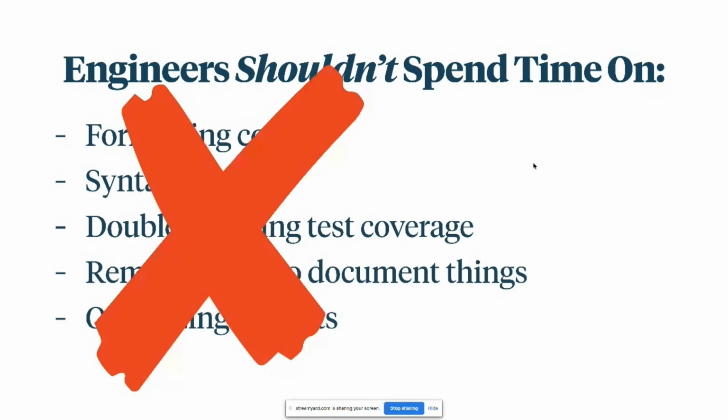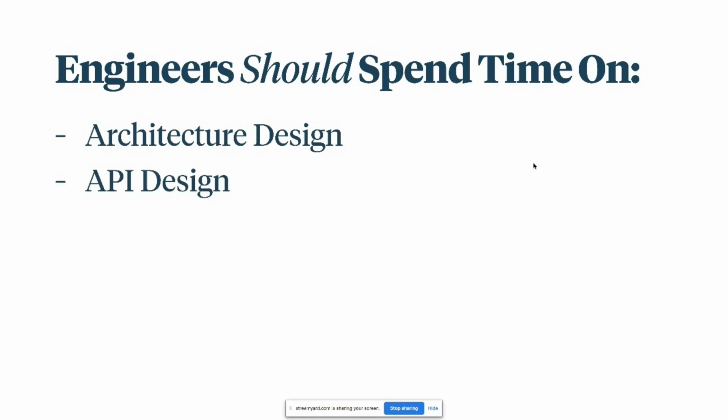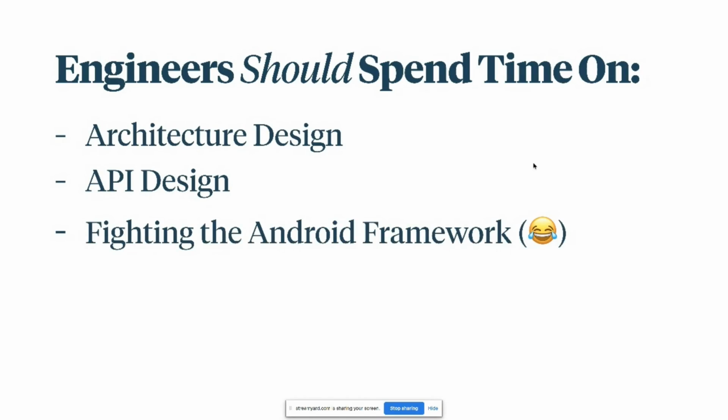When reviewing code, we want to be focusing on the more important things, such as architecture design, deciding how data is going to flow throughout an app and a code base, API design, writing classes that have a very callable interface and are easy for other developers to call and clear what they're returning. Fighting the Android framework. This is partially a joke, but honestly not really, because as an Android expert, a lot of the value we provide is being good at taking on that fight with the Android framework. So I put that in there as a joke, but it's for real that is actually something that we should be spending more time on.